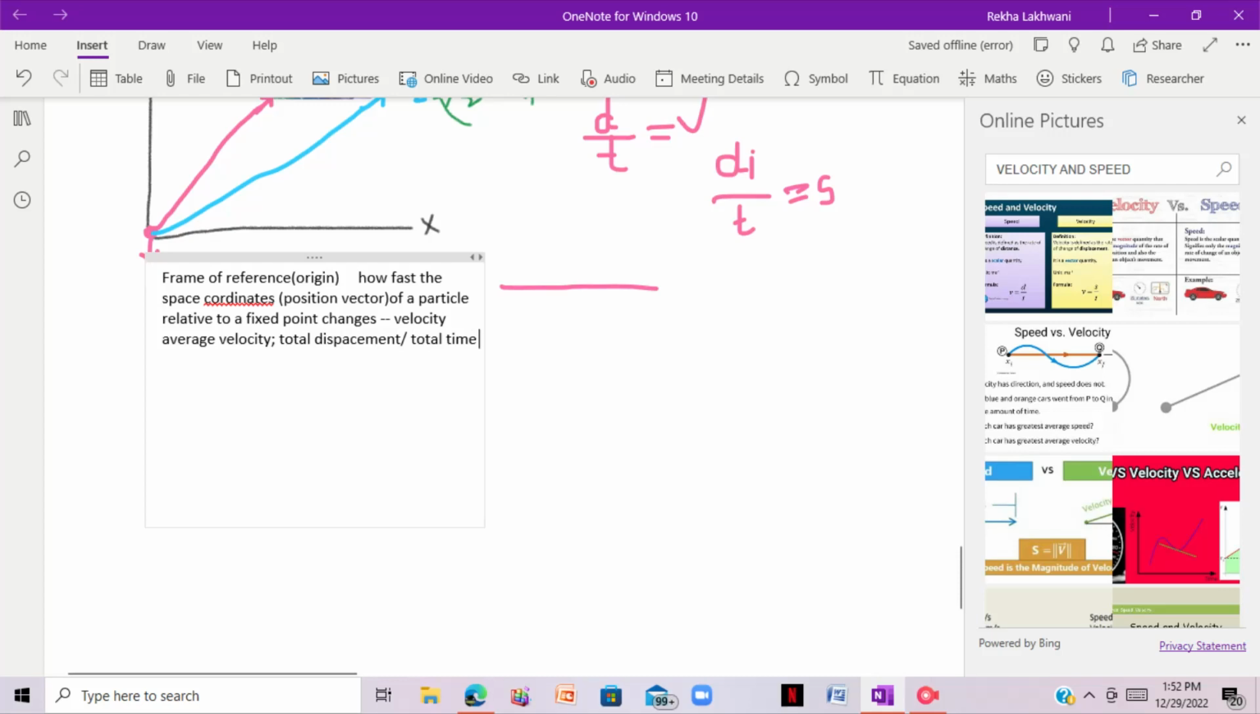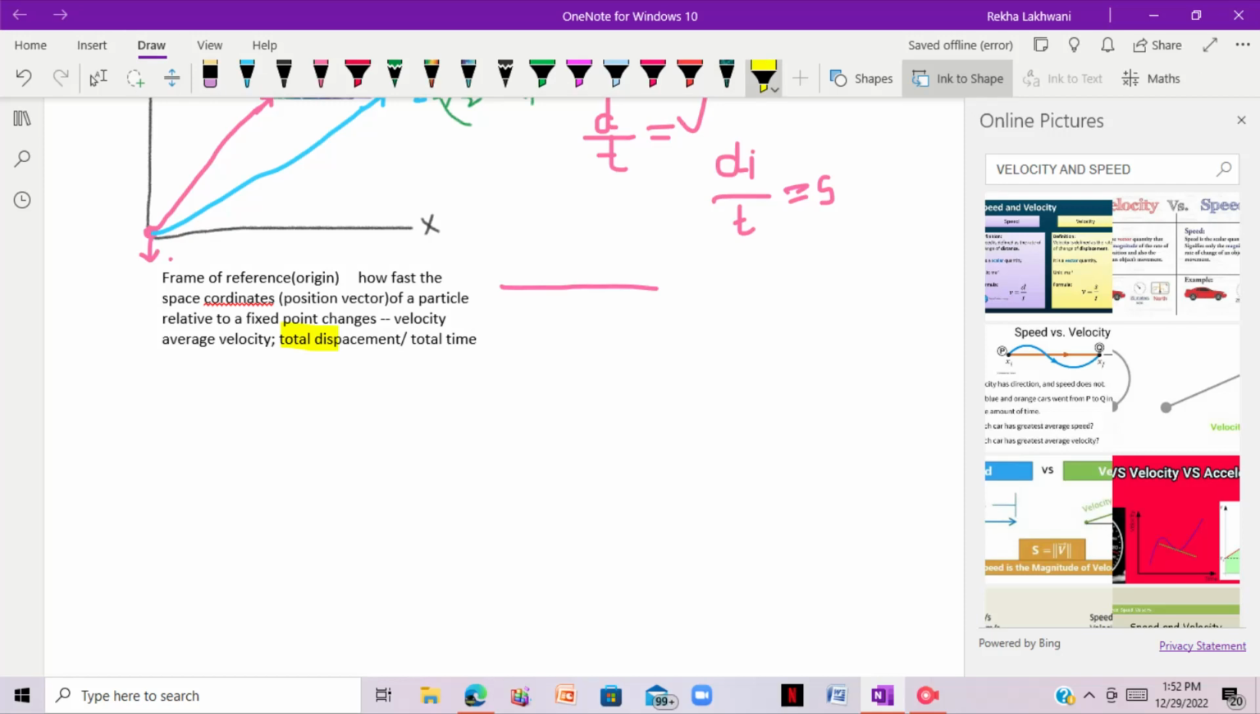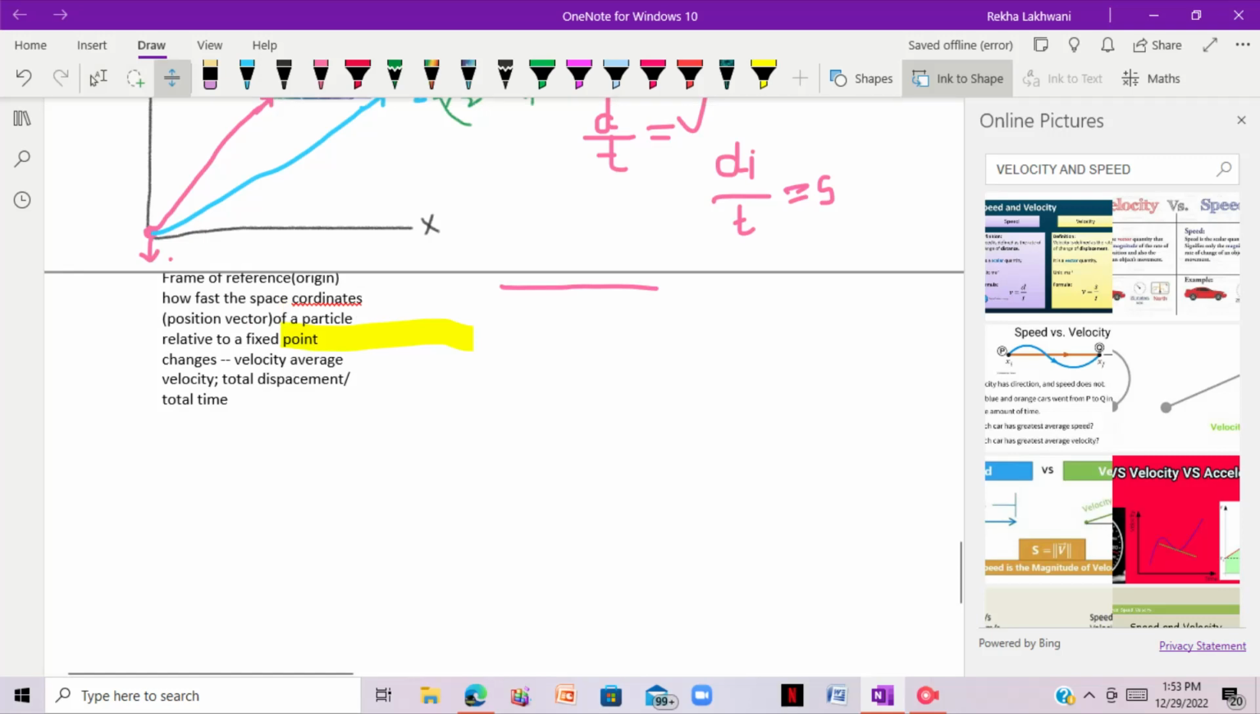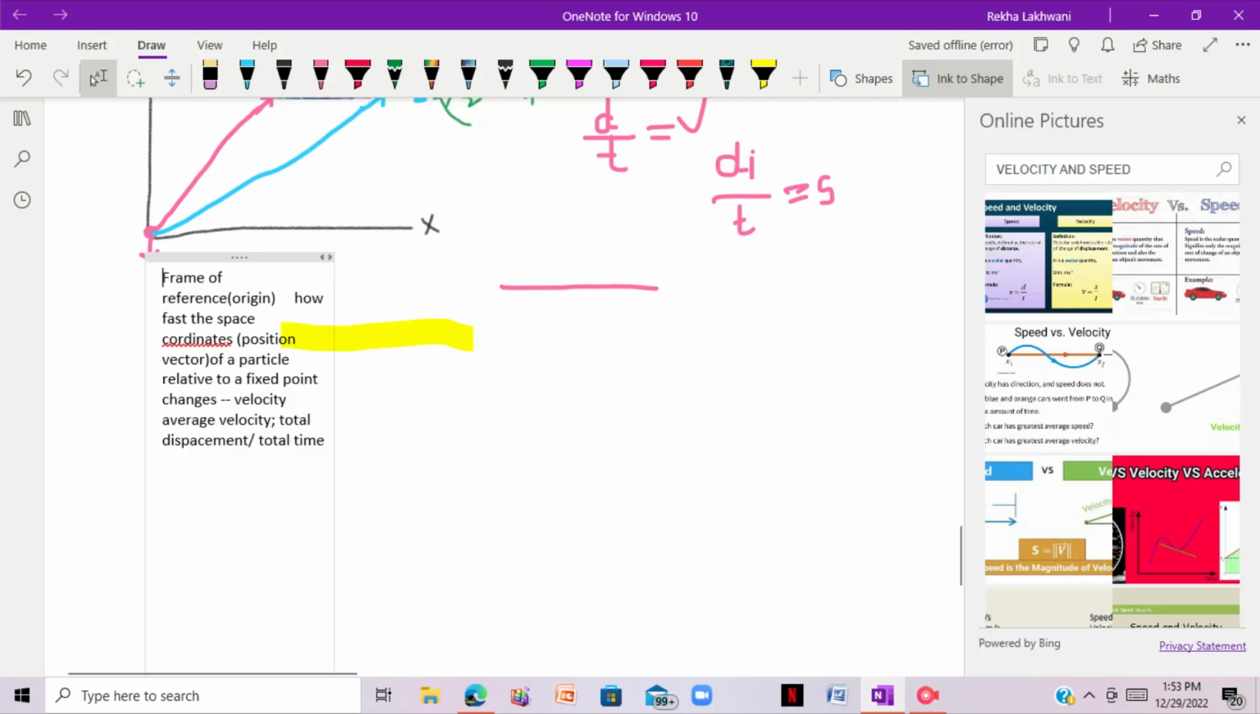Note one thing: when your motion is in a straight line, then your average velocity and average speed both are equal, right? When you are in a straight line.